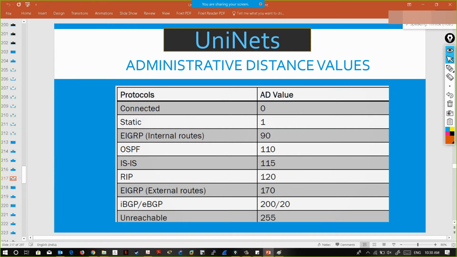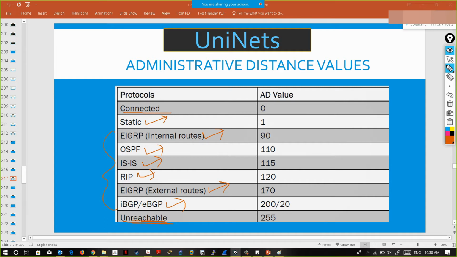Remember this chart. Connected will be chosen first. Then static will be given the priority. After that, the dynamic routing protocols. Among the routing protocols, EIGRP would be given more priority, then OSPF, then ISIS, then RIP, then EIGRP external, then BGP.